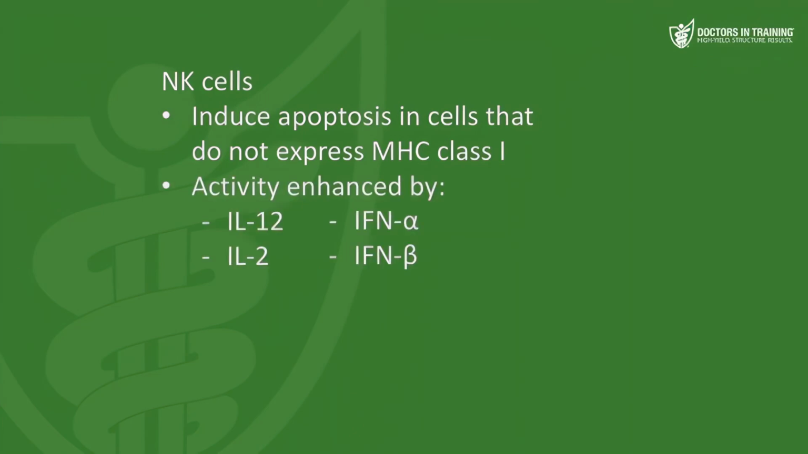NK cell activity is enhanced by IL-12, by IL-2, and also by interferon alpha and interferon beta. Interferons are very important for fighting off viral infections. Not only do they induce natural killer cells, but they also induce nearby cells to inhibit viral protein synthesis. So if a cell is infected by a virus, it's going to start releasing interferon beta and interferon alpha, and those interferons are going to tell everybody nearby, look, there's a virus around. You need to start generating these substances that will inhibit protein synthesis so that you can be protected.